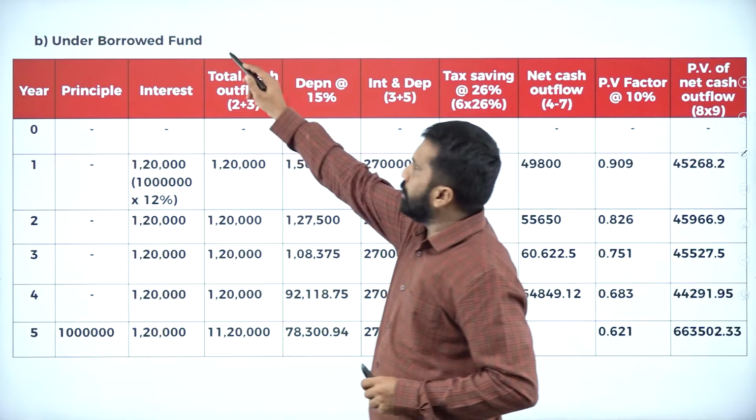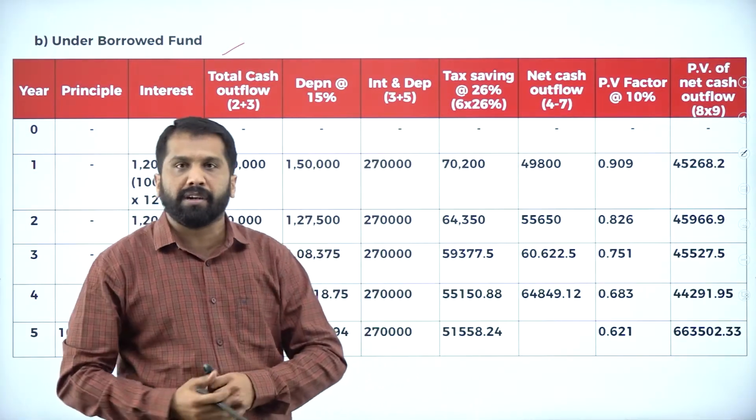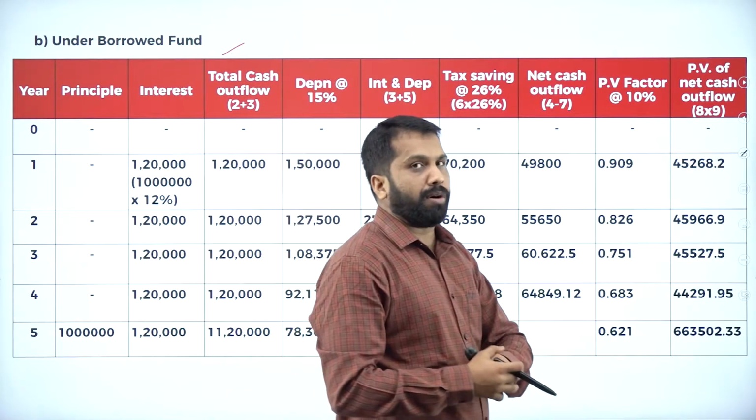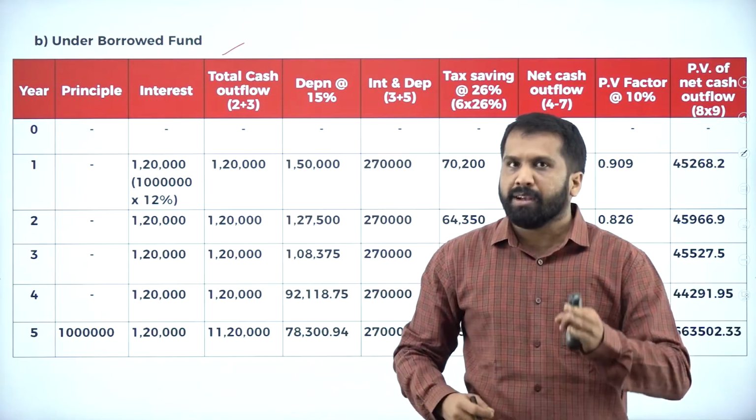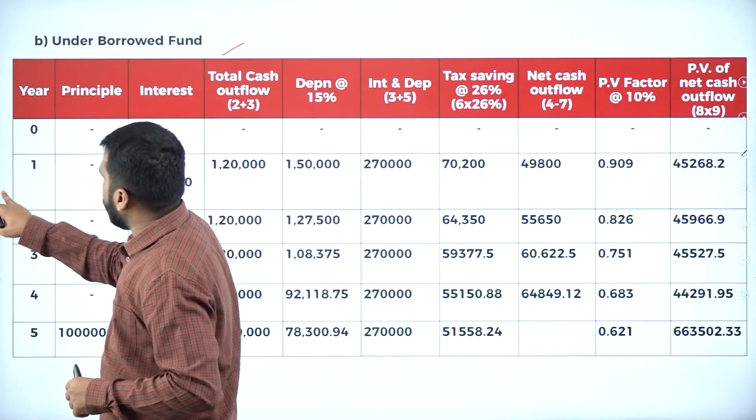Now I'll go for your borrowed fund. We are done with your own fund. Now we are doing what? Borrowed fund. Borrowed fund, the number of columns are more, but easy. Now, remember, I'll mention the columns here.